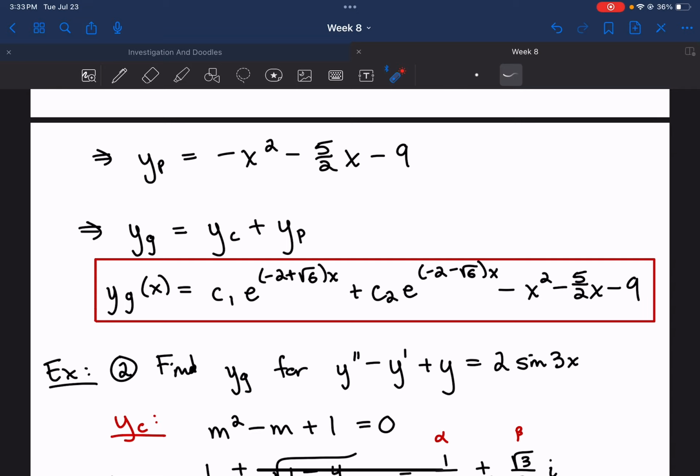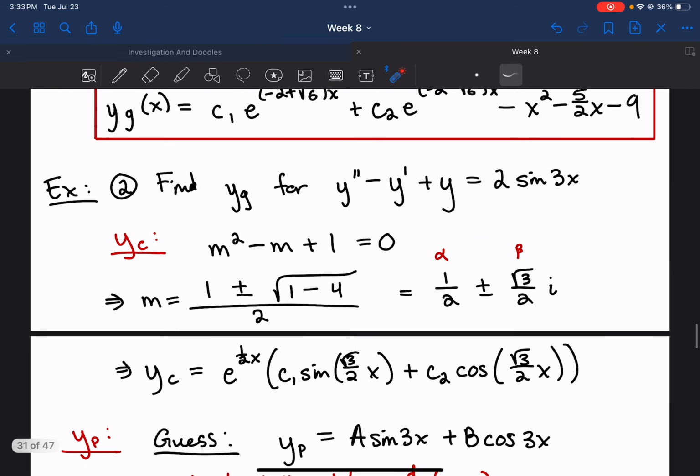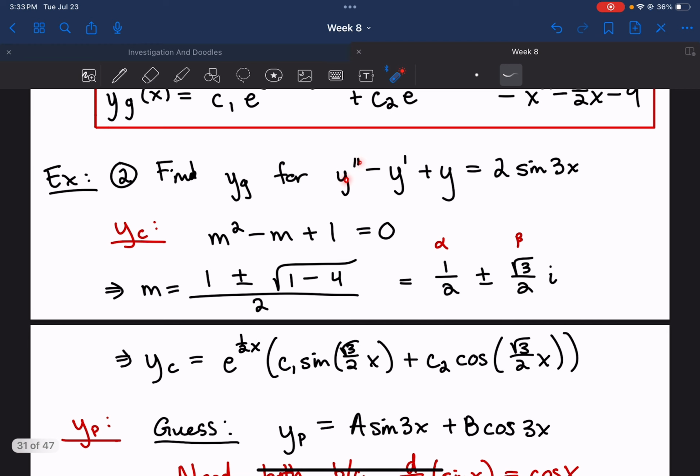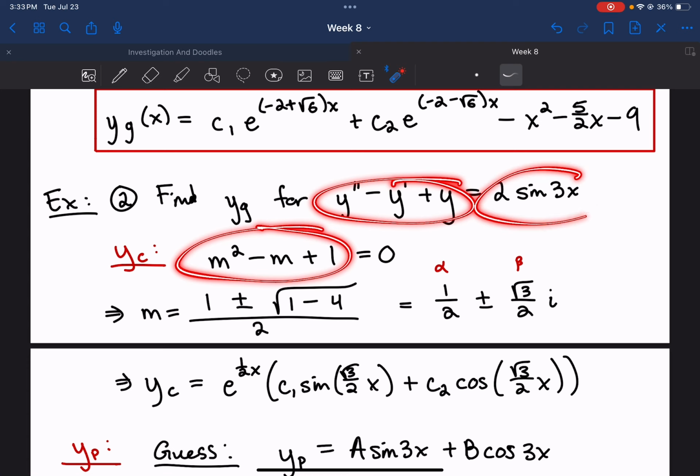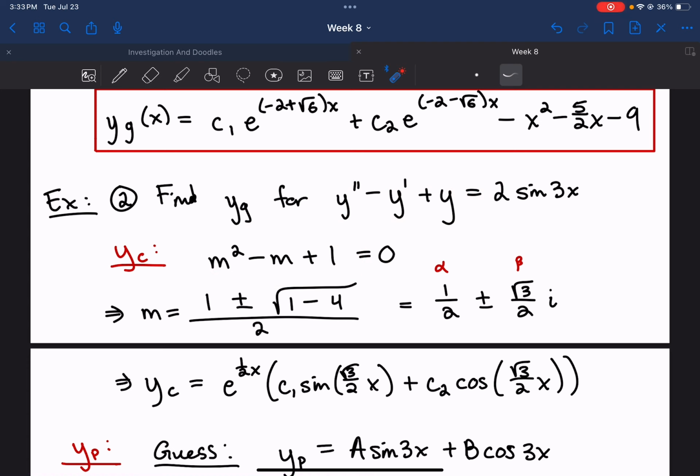Okay. Number 2. y double prime minus y prime plus y equals 2 sine 3x. Okay, step 1. Find the complementary solution, or the solution to the associated homogeneous equation. So we pass to the auxiliary equation and set the right-hand side equal to 0. Factor this, we get complex conjugate roots. Alpha is 1/2, beta is root 3 on 2.